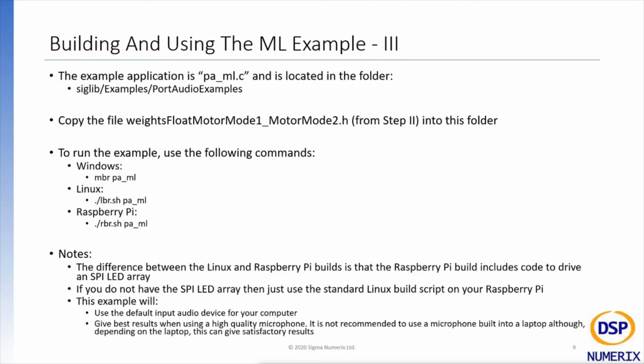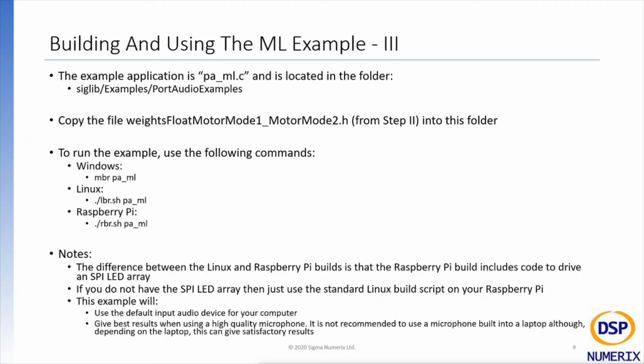Actually, it should be noticed that the only real difference between the Linux and the Raspberry Pi shell scripts is that the Raspberry Pi shell script includes a little bit of extra code to drive the SPI LED array as used in the demo. If you don't have an SPI LED array connected to your Raspberry Pi, which is quite likely, then you could just use the standard Linux shell script, and you'll see that the output will be printed to the console.